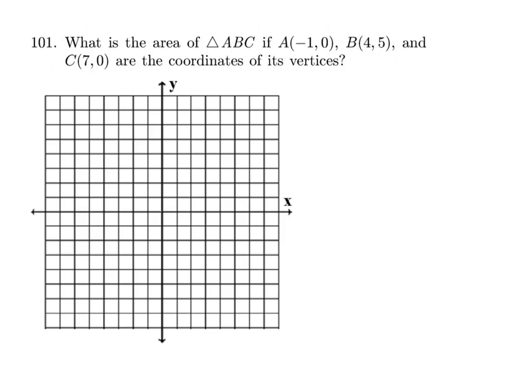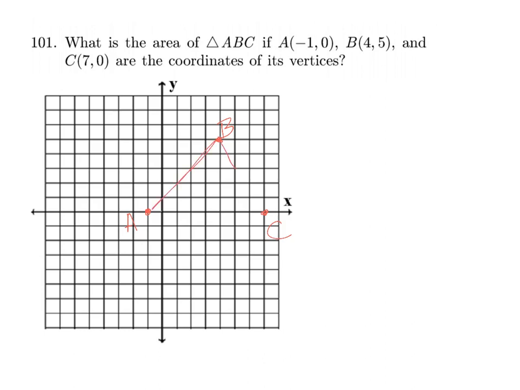All right, problem 101. What is the area of a triangle that has these vertices? All right, so let me plot these points first. -1, 0. That's A. Then I have B, which is 4, 5. There's B. And C, which is 7, 0. There's C.